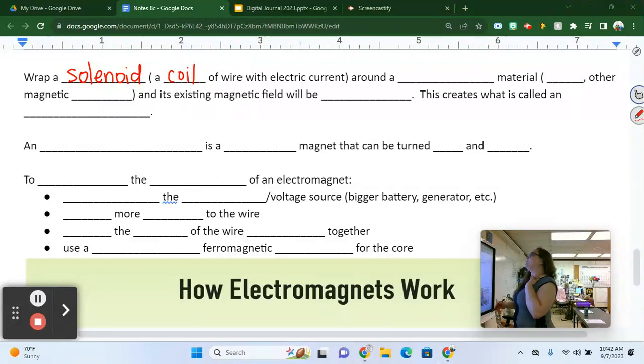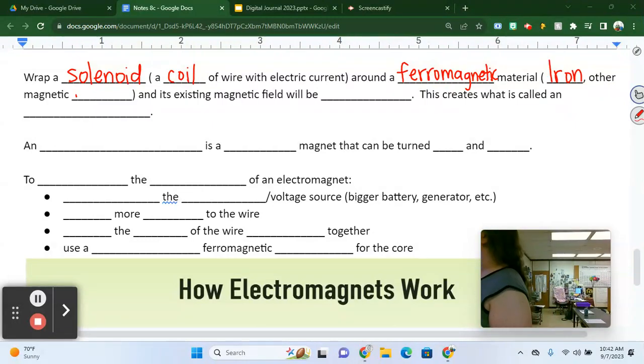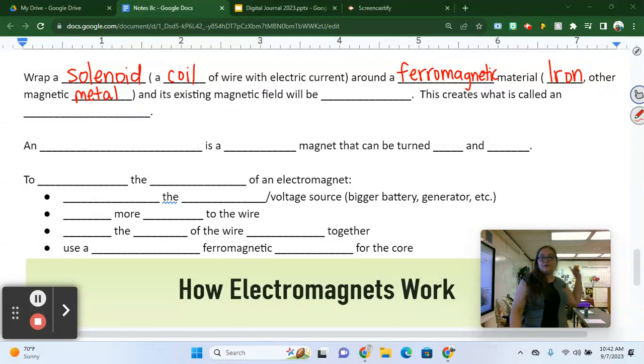Wrap a solenoid, a coil of wire, with an electric current around a ferromagnetic material. And what do we mean by that? We mean iron or something that's got enough iron in it to make it a magnetic metal. Iron on the periodic table back there is number 26, and that's Fe. Why isn't it IR? Well, because a lot of the elements were named in Latin, and ferrum is Latin for iron. So Fe, iron, ferrum. So that's where ferromagnetic comes from.